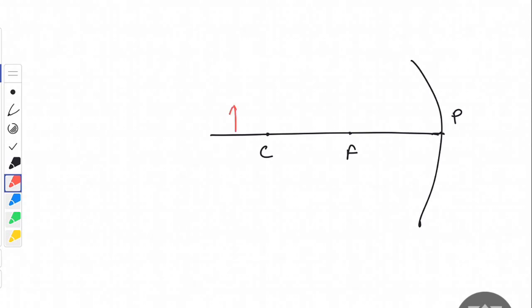Let's start. This is a concave mirror. Now let me draw the principal axis. Every time you draw these things, label everything. So this is the pole, we'll call it P. Let's say this is the center of curvature, and this is the focal length. First question, which is pretty straightforward, I will not even ask you because we have already done this. Let's say there was an object like this.